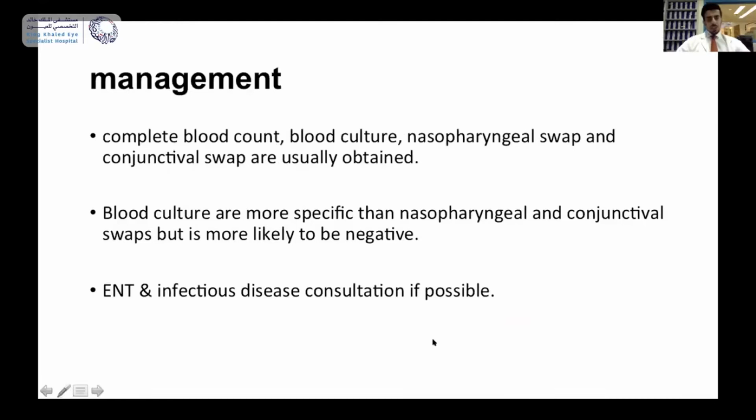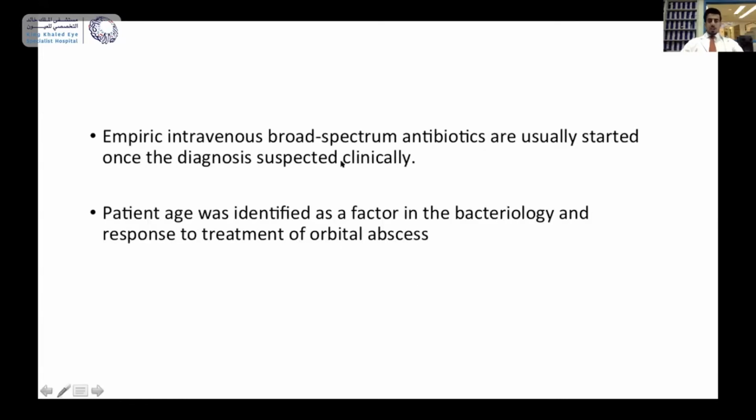How do you manage orbital cellulitis? Once you suspect the diagnosis, a complete blood count is ordered. Blood cultures, nasopharyngeal swab, and conjunctival swab are usually obtained. Blood cultures are more specific than nasopharyngeal and conjunctival swab, but it's usually negative. ENT and infectious disease consultation, if possible in your institute. You start empiric intravenous broad-spectrum antibiotics to cover gram-positive, gram-negative, and anaerobes, depending on the age of the patient.